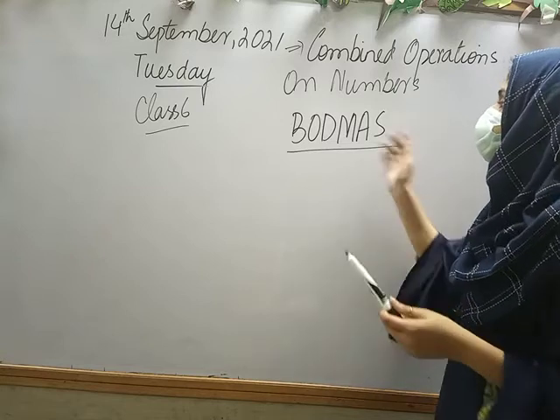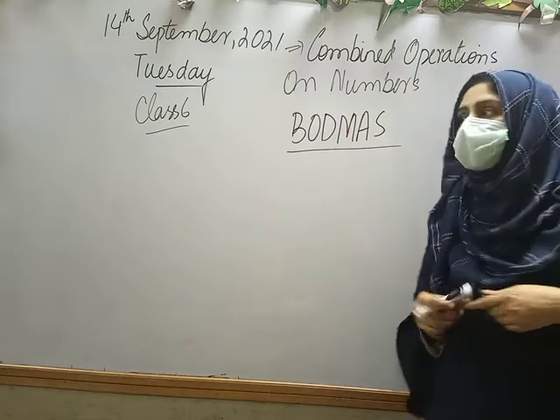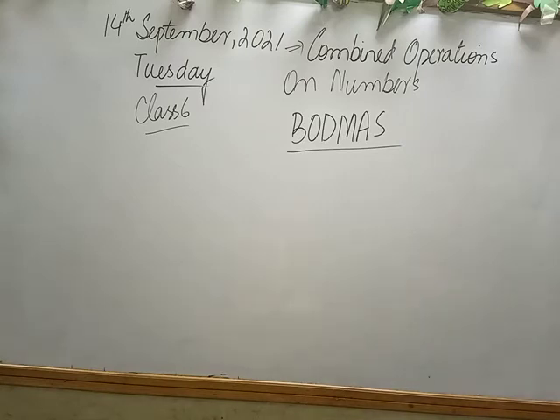So in this word, what is meant by B? What does B stand for? B क्या stand करता है? Very good. Bracket. O means of. D for division. M for multiplication. A for addition. And then S for subtraction. ठीक है? ये रूल अप्लाई करते हैं हम लोग जब हमारे पास दो से ज़्यादा ऑपरेशंस आ जाते हैं नंबर्स पर. फाइन.